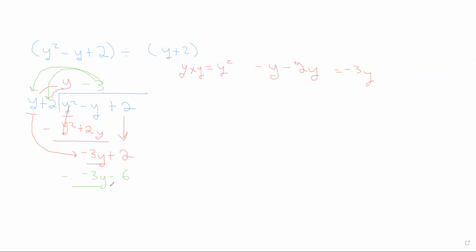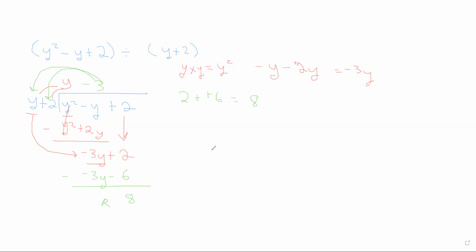Now we're going to subtract these, right? Negative 3y minus negative 3y is 0. 2 minus 6 is 8. If you ask why, we can put it here, 2 minus negative 6, right? Remember this change, it's going to be 8. So our remainder here is 8. We have a remainder of 8.